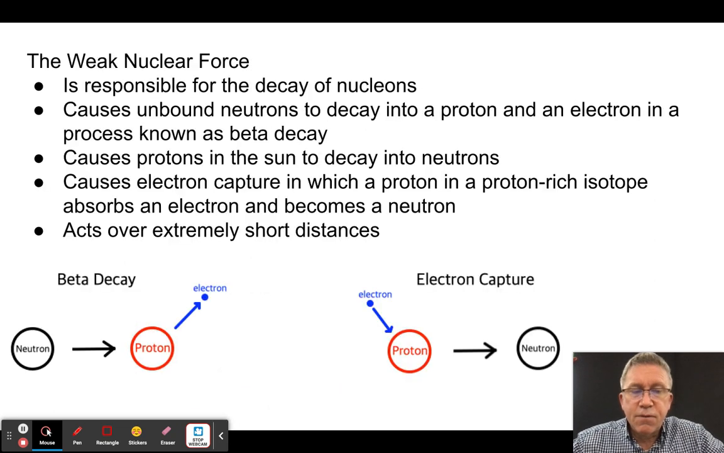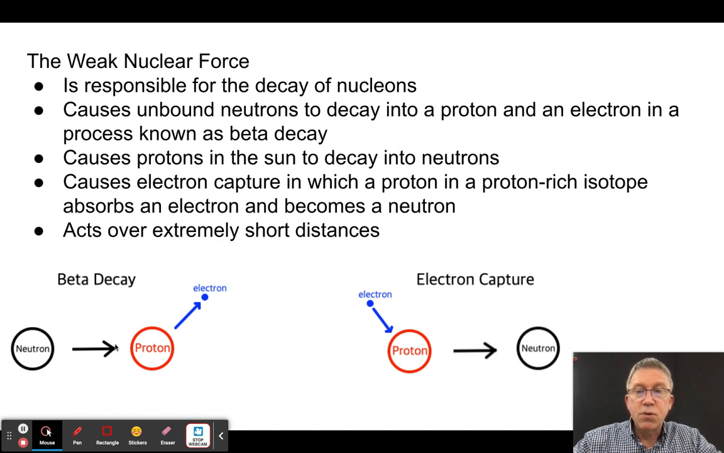Now we have the weak nuclear force, and the weak nuclear force is responsible for the decay of nuclear particles. So, for instance, if you have a neutron and it's not in close proximity to a proton, in a very short period of time, it will decay and become a proton. And the way it does that is by emitting an electron.